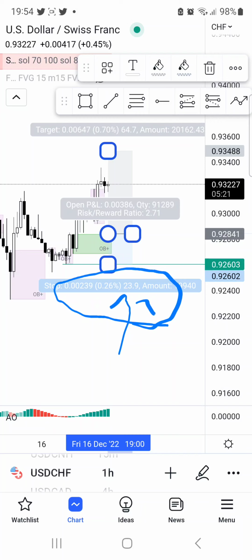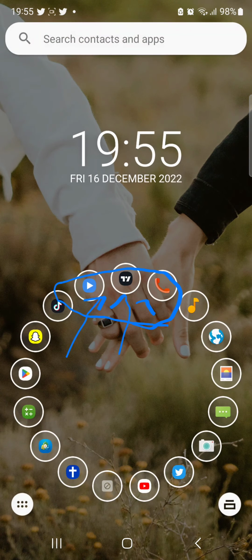Assuming I'm trading futures, I will need this 0.26% to calculate the amount of money I want to lose. Let's say it's Binance and futures I'm trading. I'll be using this 0.26%, I won't be using the pips, which is 23.9. If my stop loss gave me 0.26%, that's how I usually do it too.